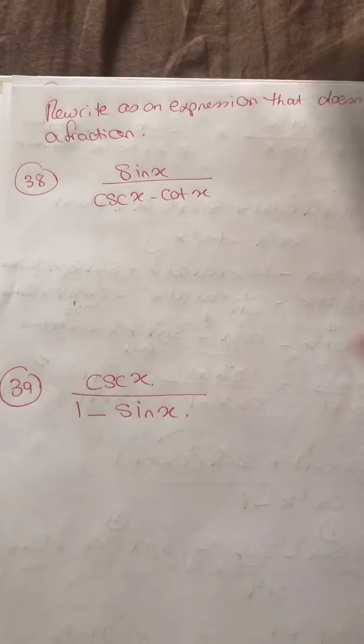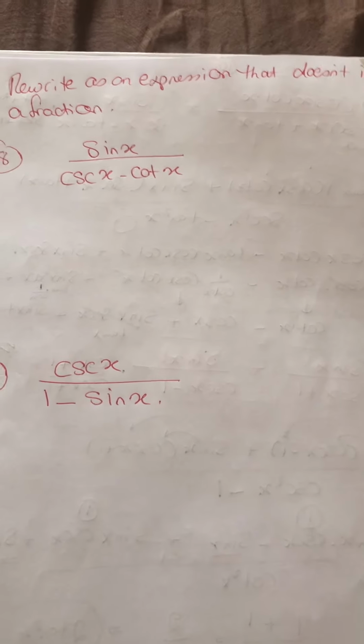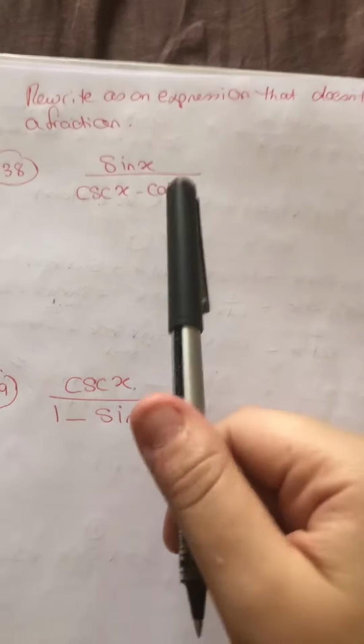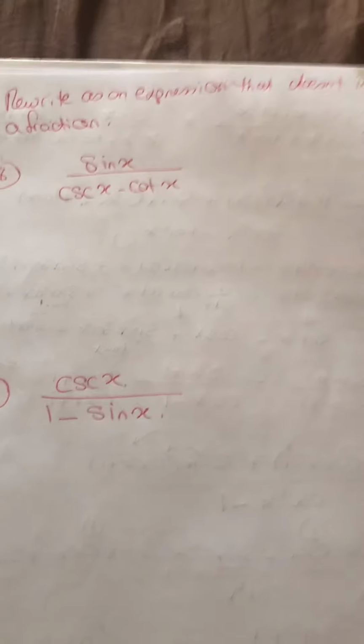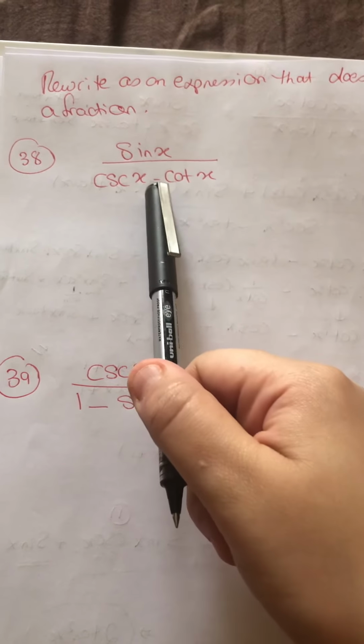So these questions are also from the Precalculus book, and it's saying rewrite as an expression that does not include a fraction. So it's kind of conjugates. It can be simplified by conjugates. If you remember what conjugates mean, it means the same as this, but the opposite sign.